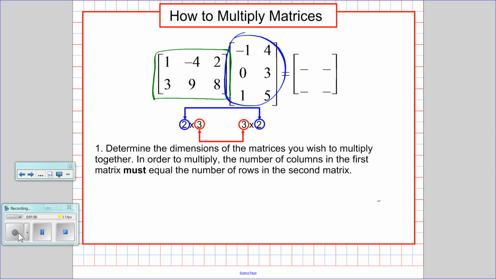In order for multiplication even to be possible, the interior dimensions have to be the same. Here's what I mean by that. Interior right here. So the number of columns in the first matrix has to match the number of rows in the second matrix.